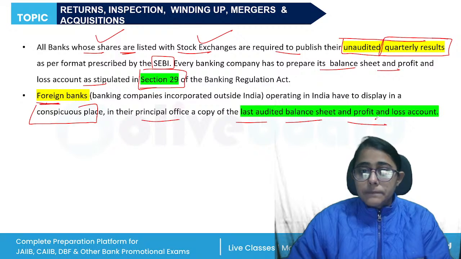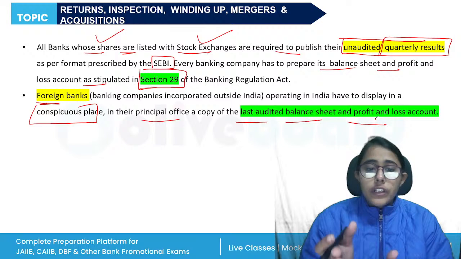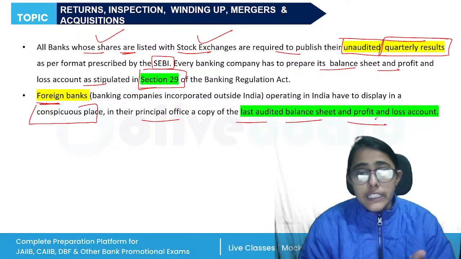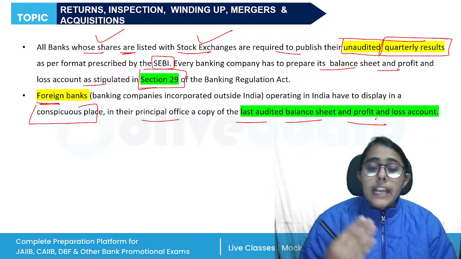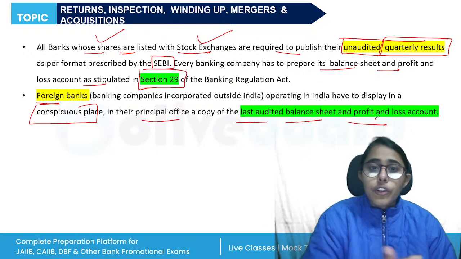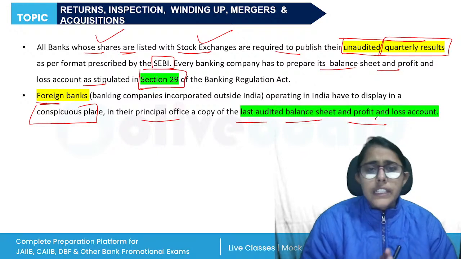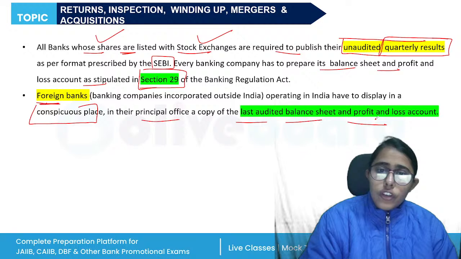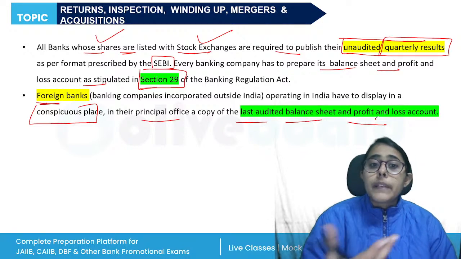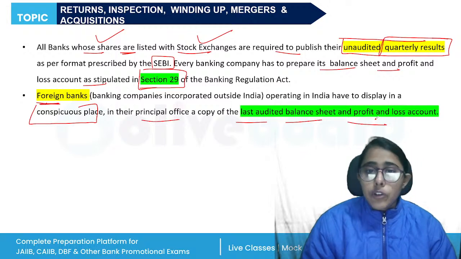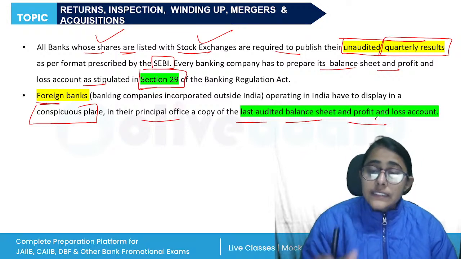audited balance sheet. When we talk about banks whose shares are listed with the stock exchanges, the balance sheet and the profit and loss account have to be prepared at the end of each calendar year, or the expiry of the 12-month period, whatever is specified. Then the balance sheet and profit and loss account of a banking company incorporated in India have to be signed by the manager as well as the principal officer of the company, and at least 3 directors.